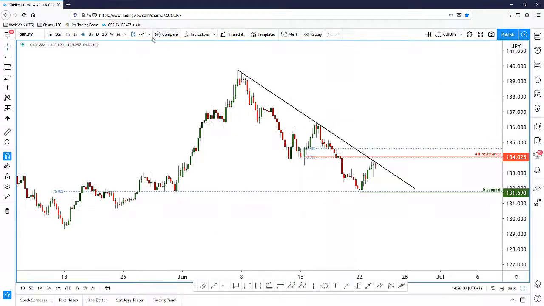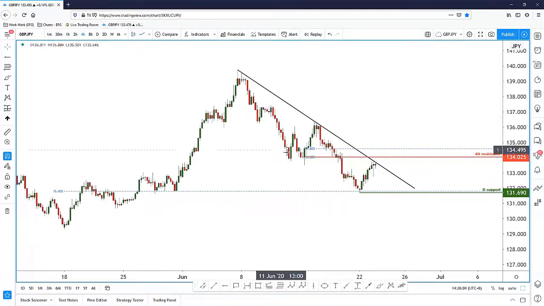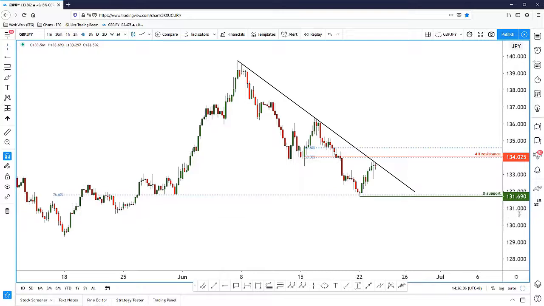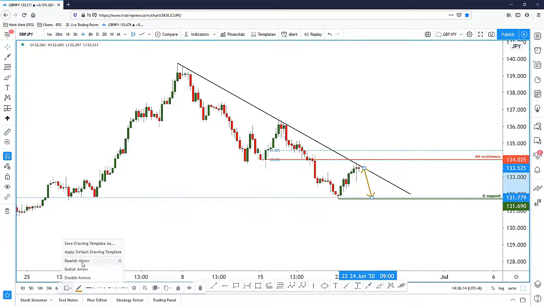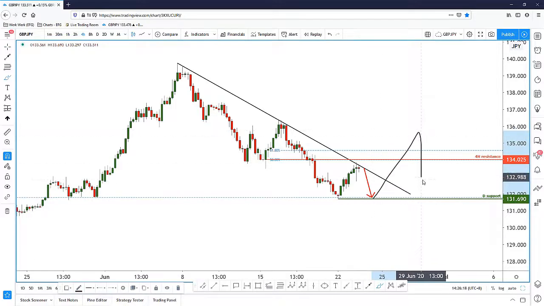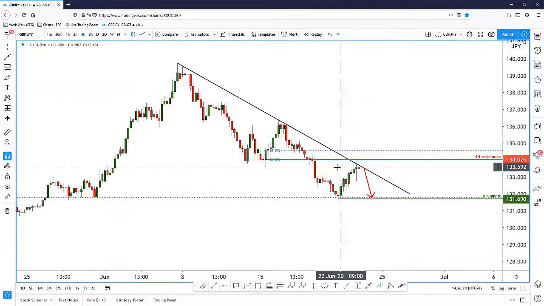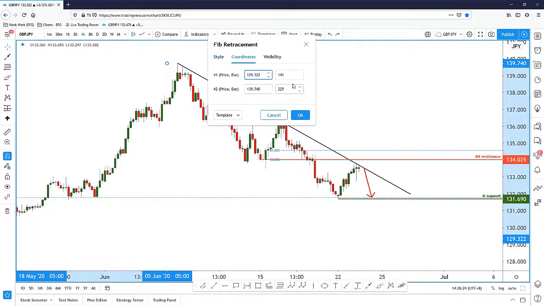If I were to change to the line chart, we see that this 50% retracement falls nicely at the graphical overlap level. So what I'm expecting price to do, really short term, is to make a bearish push down below this 4-hour resistance, at least towards the daily support one more time. And after that, we could possibly see a breakout. Let me just tidy this up.